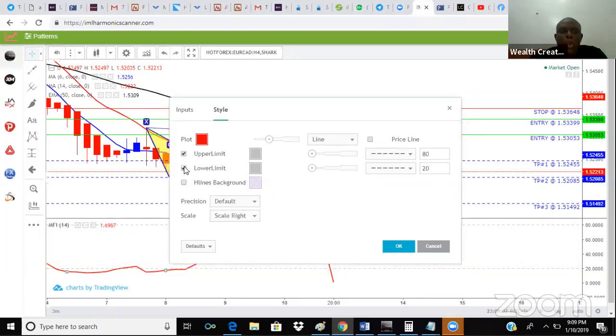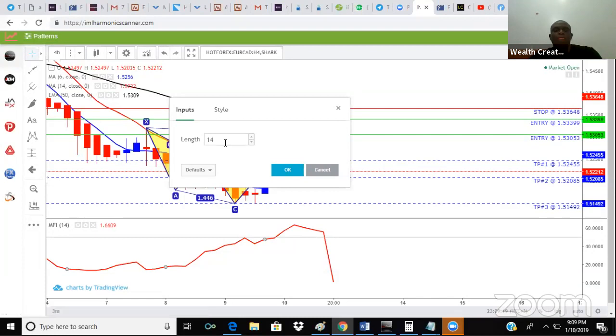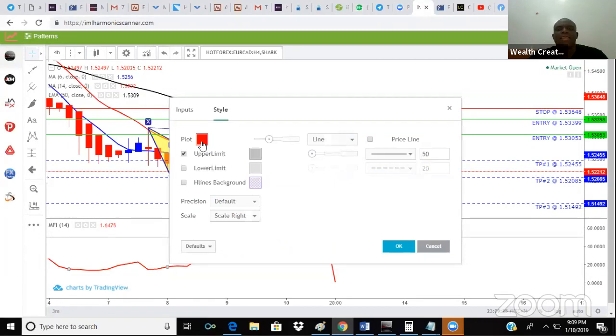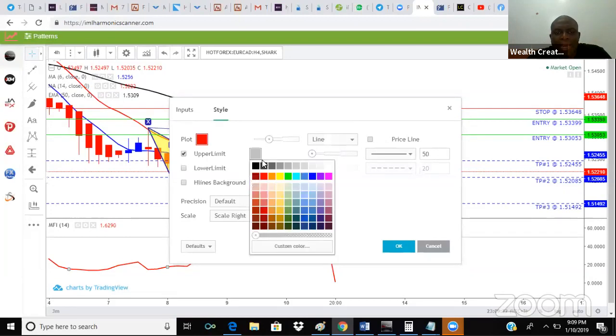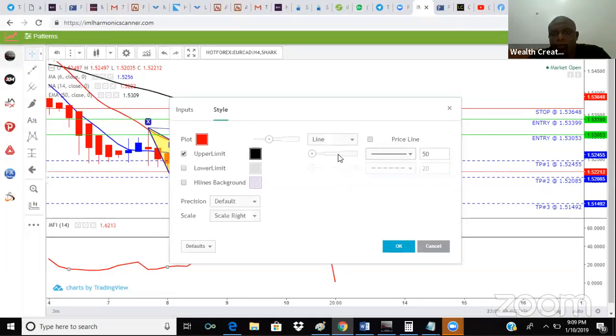I will uncheck this. I will uncheck my lower limit. I will only leave my upper limit. And I will change that to line, then 50. I'll change my money flow to 14 input. This time it is red. Make it thicker. I will make my upper limit black. I'm also going to bold it so that I can see it properly. Change the upper limit to 50 and I'll click on OK.